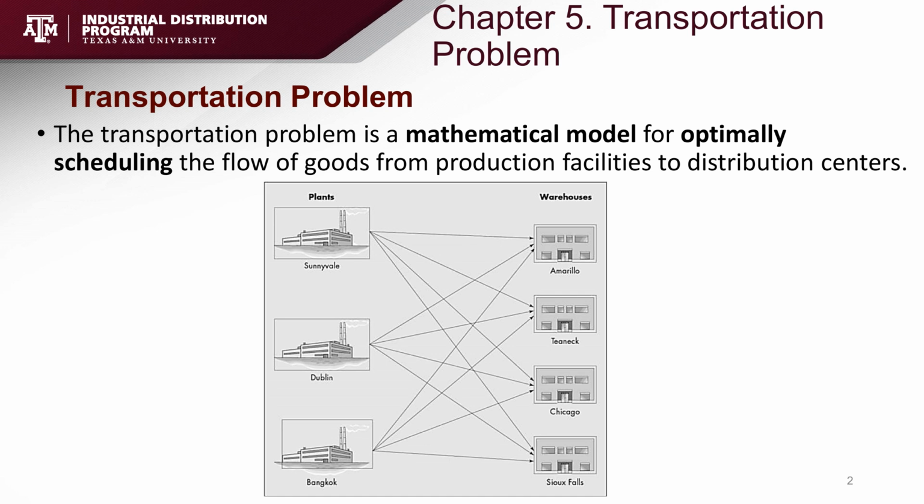On one side, you've got plants, Sunnyvale, Dublin, and Bangkok. And on the other side, warehouses, Amarillo, Teaneck, Chicago, and Sioux Falls. Every plant can ship to every warehouse, and each of those arrows basically carries a cost. Each plant can only make a limited amount, and each warehouse needs a certain amount. And the whole game is deciding how much flows along each arrow to meet every warehouse's demand at the smallest possible total cost. And think about how common this is, a manufacturer delivering to regional distributors, a car maker supplying dealerships, basically any company with several sources and several destinations.